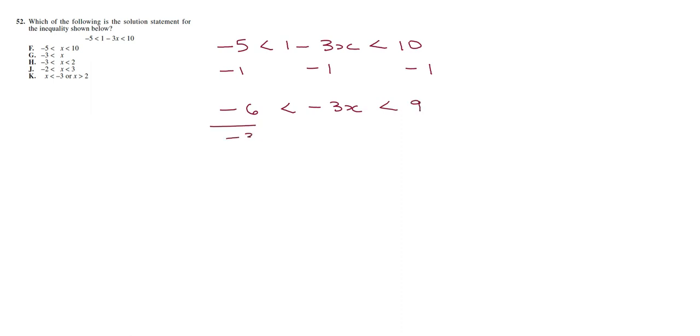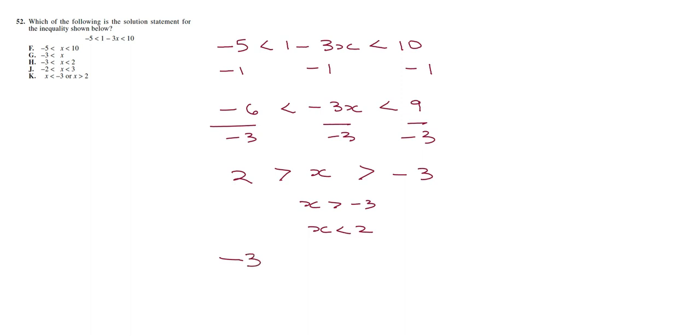We're going to divide everything by minus 3. And we have 2, because we're dividing, the sign has to change, is greater than x and is greater than minus 3. So in this case, to reorder it, what this is telling us is that x is greater than minus 3 and x is less than 2. So we have minus 3 is less than x less than 2. That is option H.